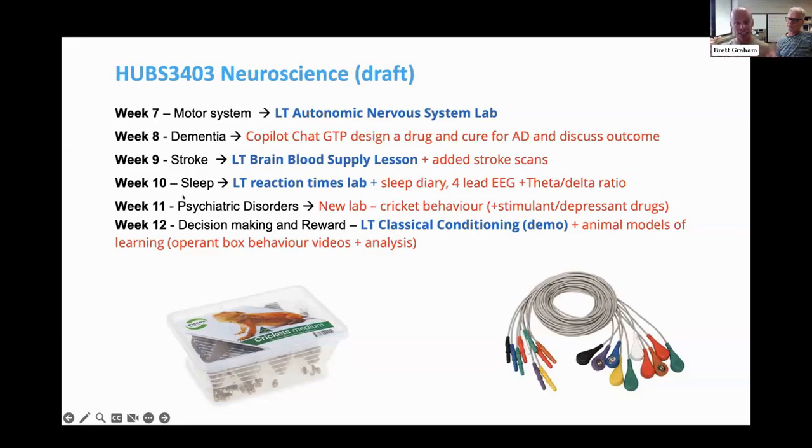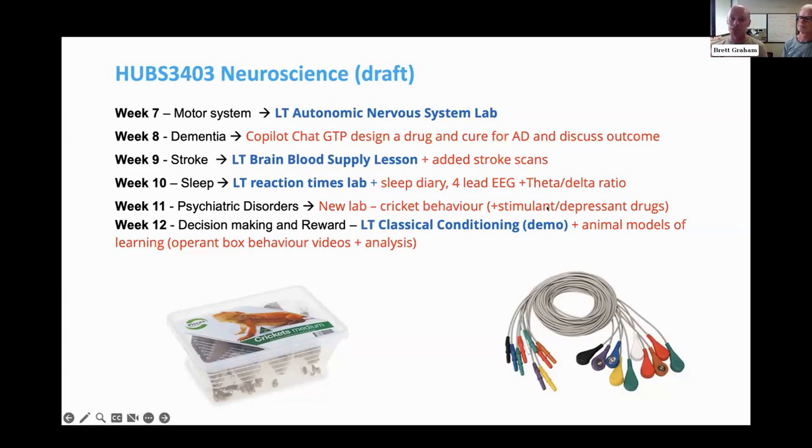Week 10 is sleep and arousal. Melinda has kindly worked with us, and we're proposing to use the LT reaction times lab. So again, if you're sleep deprived, that's going to impact your reaction times. And Doug, who's also teaching that, the course coordinator, is going to get the students to keep a sleep diary for the prior week. And so we might catch some people who are a little bit sleep deprived, and we can look at their reaction times.